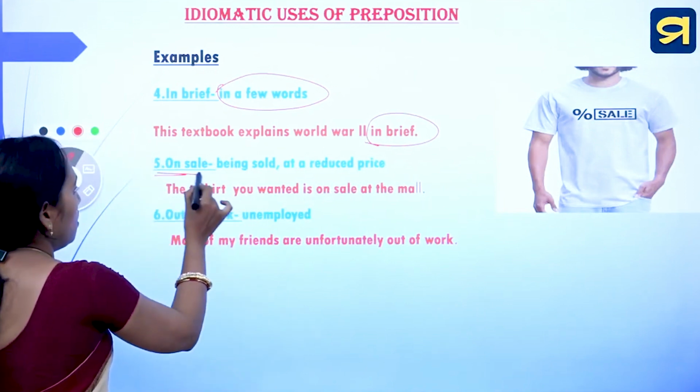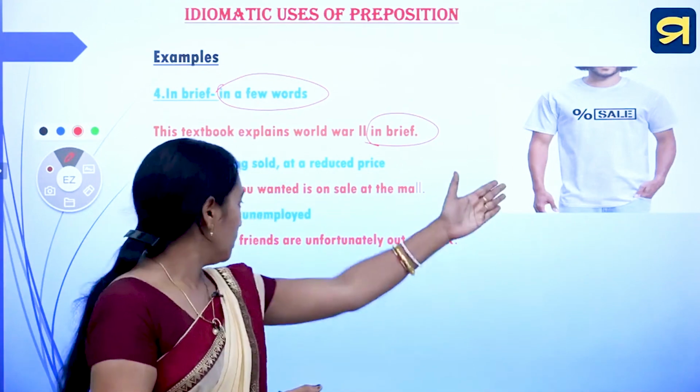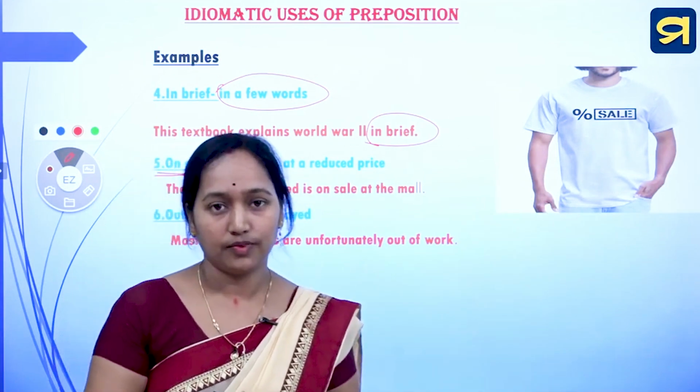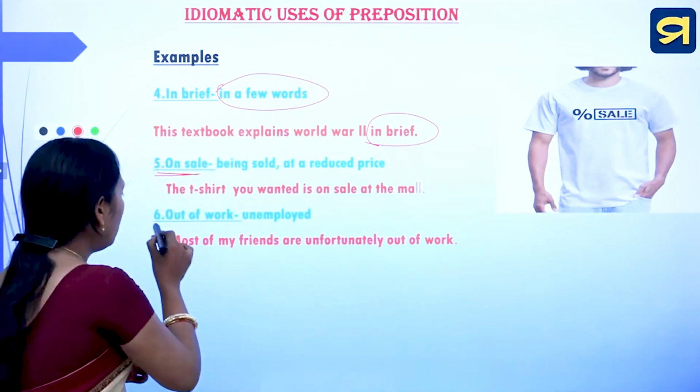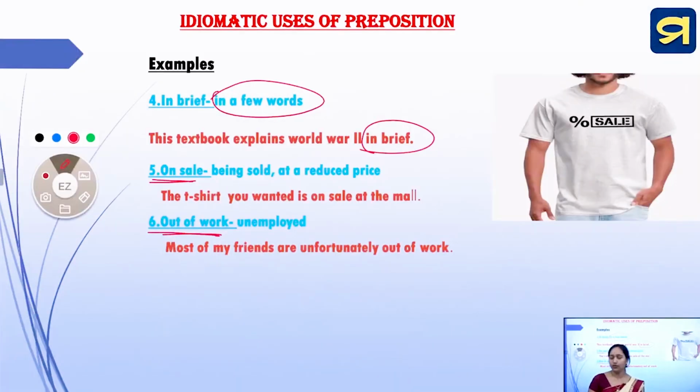Next, on sale. On sale means being sold or at a reduced price. Just look, the t-shirt you wanted is on sale at the mall. Okay, students, now next, out of work. Out of work means what? Unemployed. Out of work means unemployed. Look at the sentence. Most of my friends are unfortunately out of work. Means they are unemployed. I hope you are writing all these things in your notebook. Are you writing? Okay, very good.